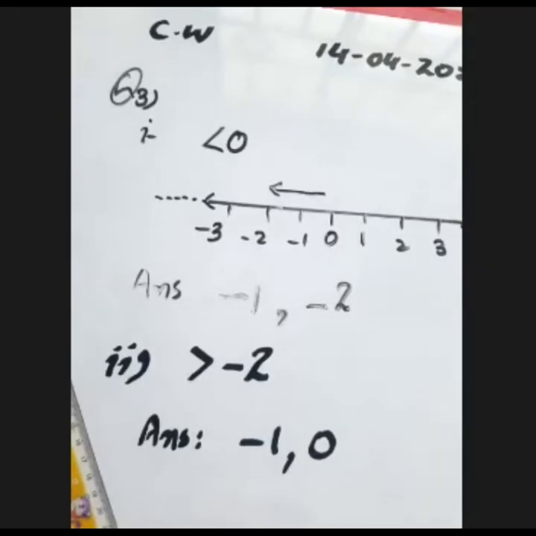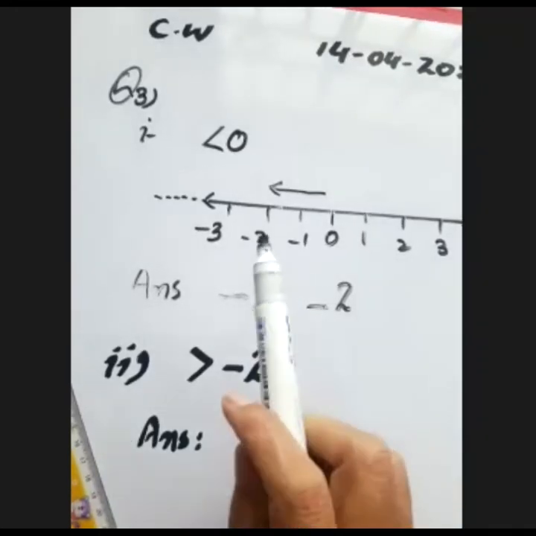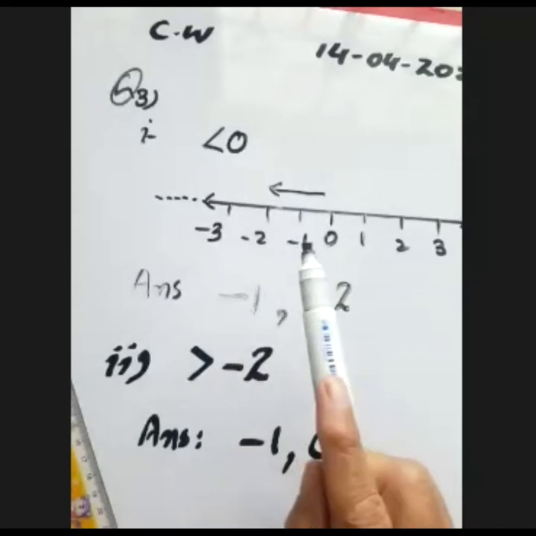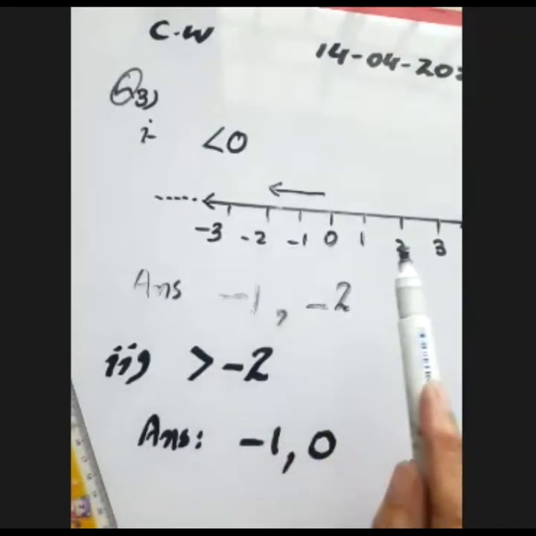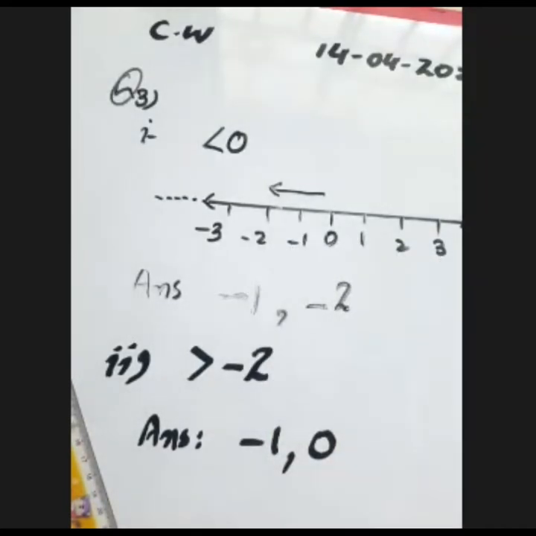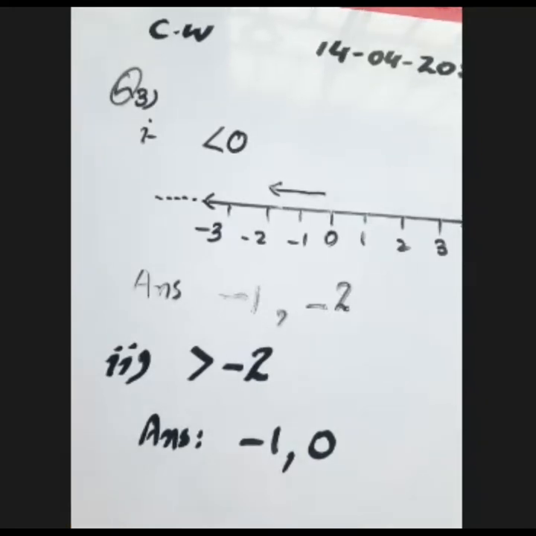Greater than -2. On the number line, -2 is here, and the integers which are greater will be towards the right hand side, and you will get the integers greater than -2. The first one is -1 and then 0. You have to mention only two integers which are greater than -2. Now the third part.